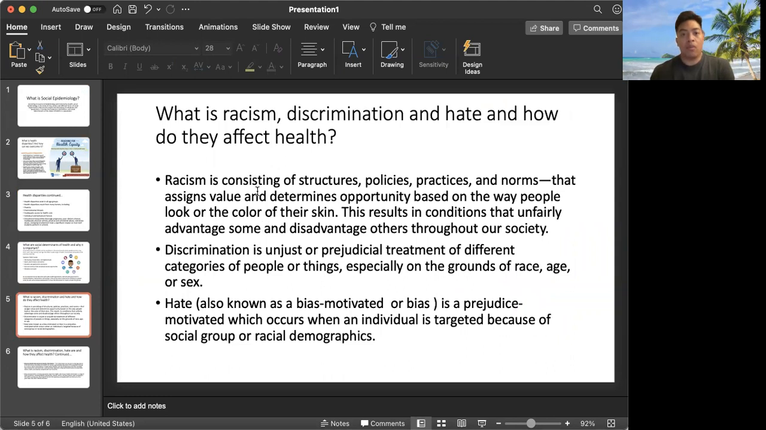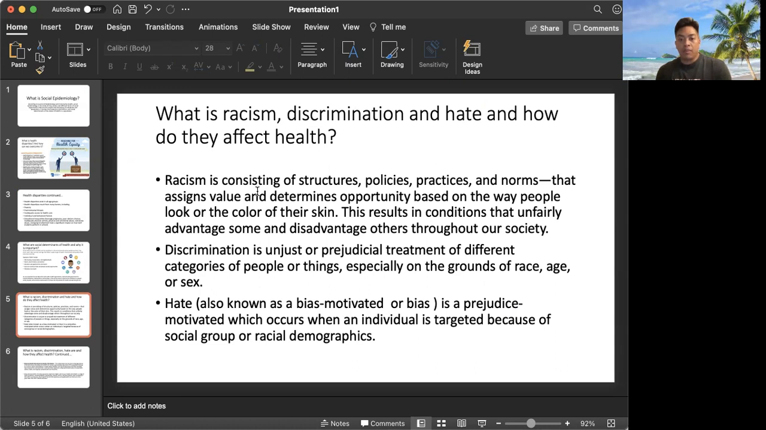And then I have here, what is racism, discrimination, and hate, and how do they affect health? So I have here the definition of racism. It consists of structures, policies, practices, and norms that are assigned value and determine opportunity based on the way people look, by the color of their skin. And with that, it results in unfair advantage for some and disadvantage for others throughout society.